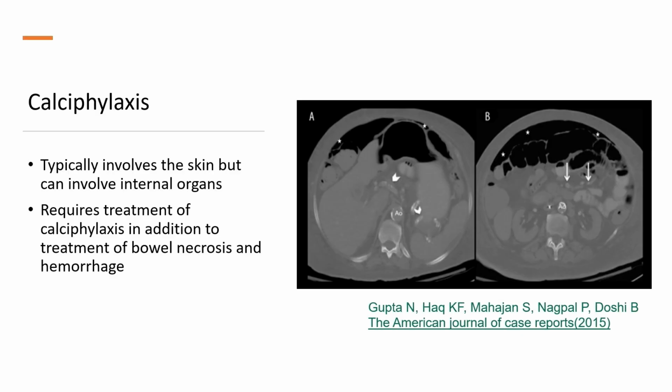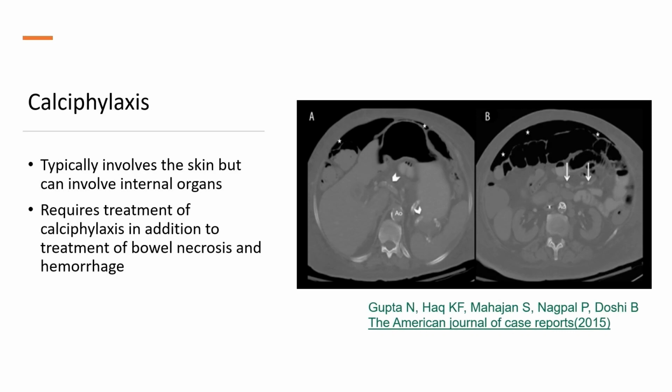So normally we think of this as a skin disease. They get painful necrotic lesions, but it can involve internal organs, and sometimes this is in the absence of any skin findings. So you wouldn't necessarily be able to diagnose it until something bad happens, unfortunately. On the image here, you can see that there's quite a bit of vascular calcification in the arteries throughout the abdomen, but there are so many patients that have vascular calcifications that never get calciphylaxis, so you can't base it off of imaging.